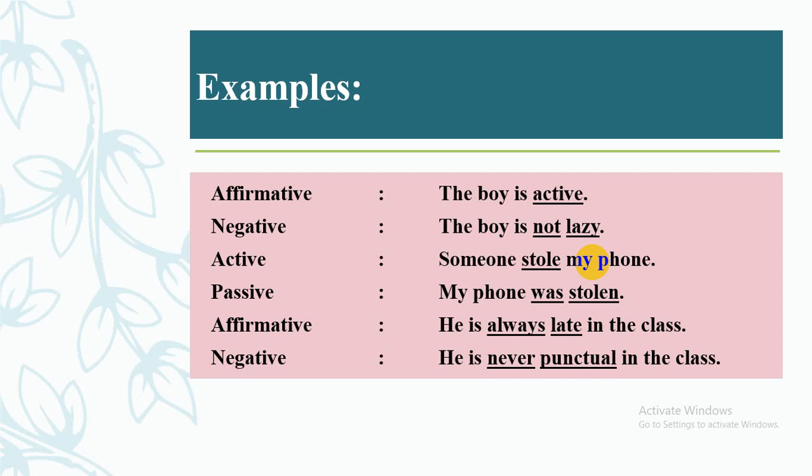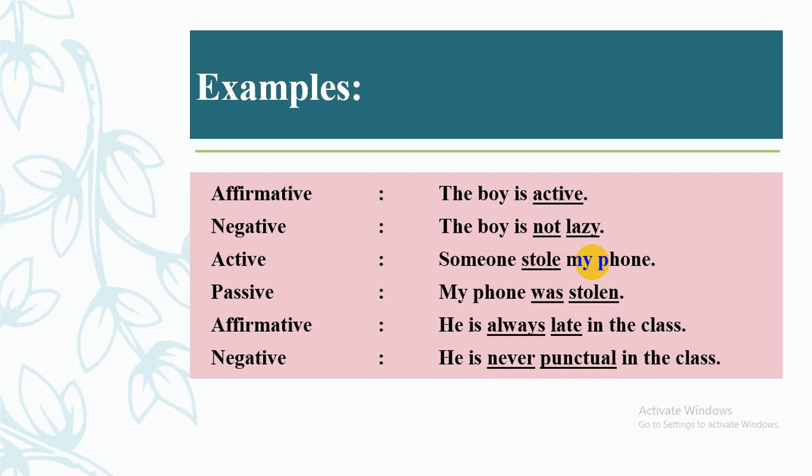Let's come to the second example. So if we say in active, someone stole my phone. Here the main verb stole is a past form, that means it's past indefinite tense. So if we change it into passive, it becomes my phone was stolen. Here it has been changed according to the structure, but the meaning is the same.